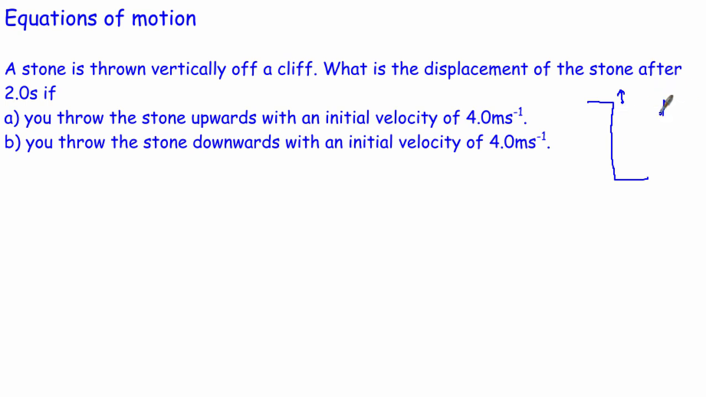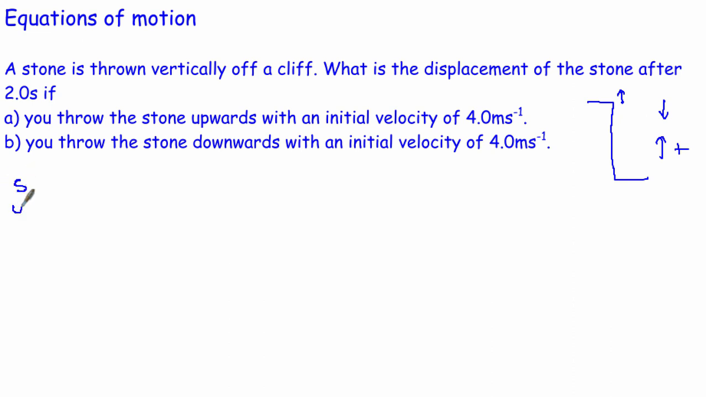And in the second situation, we're going to throw the stone downwards with a certain velocity. And what we want to know is what the displacement is after 2 seconds. So basically how far the stone is from its starting point after 2 seconds. So for part A, we're going to do exactly the same thing that we normally do. In both of these cases, I'm going to say that up is a positive thing. So going upwards is positive.